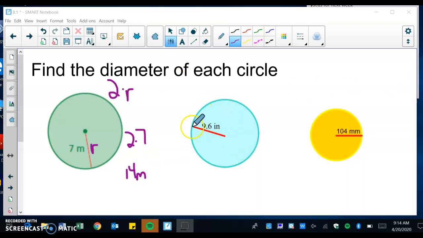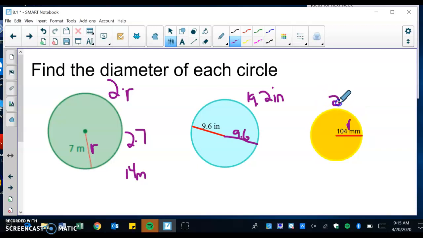Same thing for this. So we only have a radius for the blue circle. So that's 9.6. So we've got to essentially attach the other side, which would be another 9.6, which would be 2 times 9.6, which would be 19.2 inches. Again, I suggest you pause this video at any time and try the next one and then go back to it.